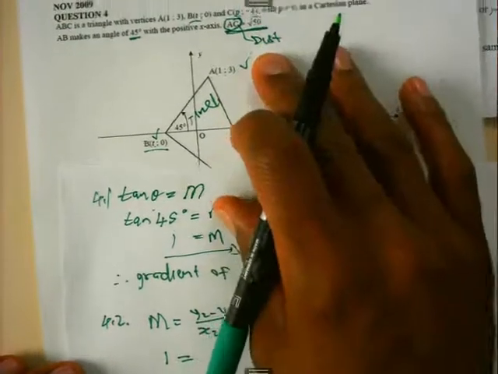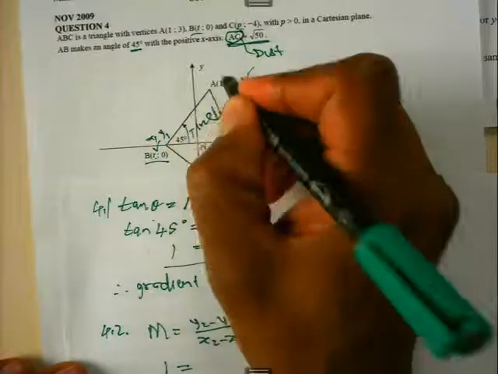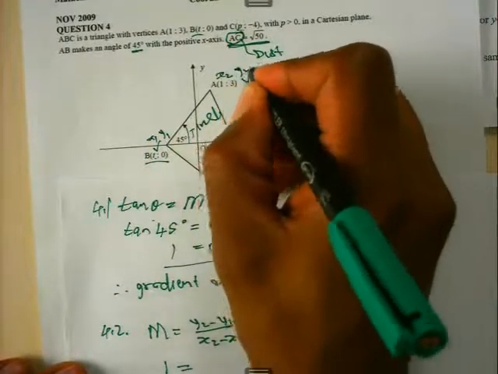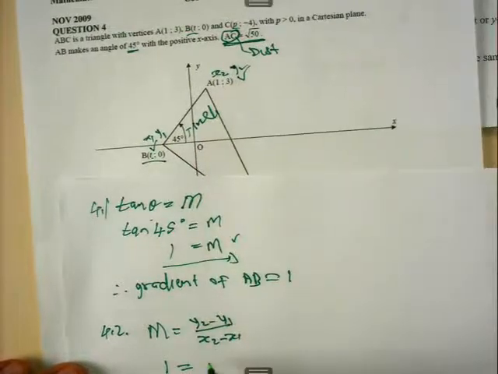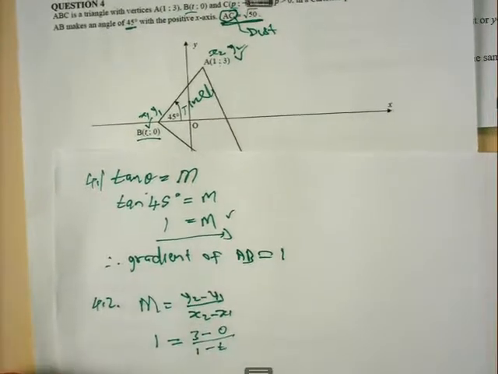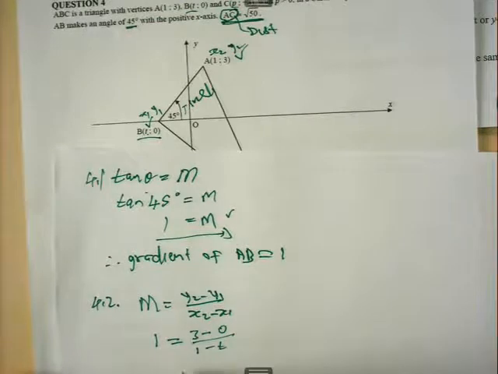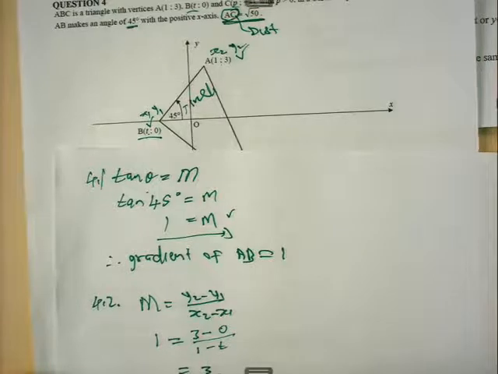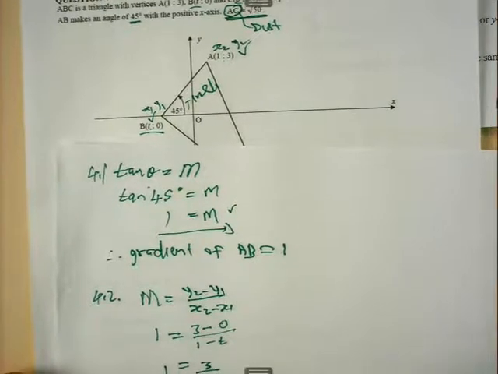y2. Of course, from the diagram, this is x1, y1, this is x2, y2. Then y2 is 3 minus 0, divided by 1 minus t, right? From here, we can now do cross multiplication. Let us simplify this first. 3 minus 0 is 3, divided by 1 minus t, which is equal to 1.